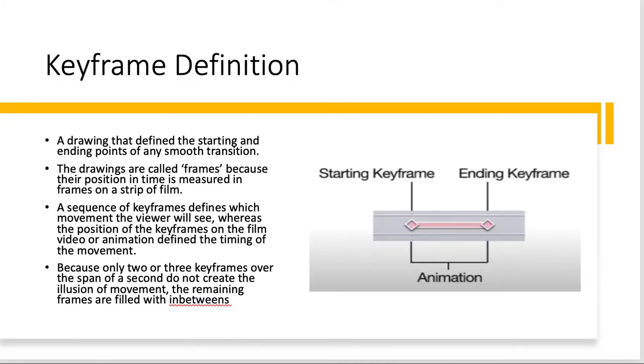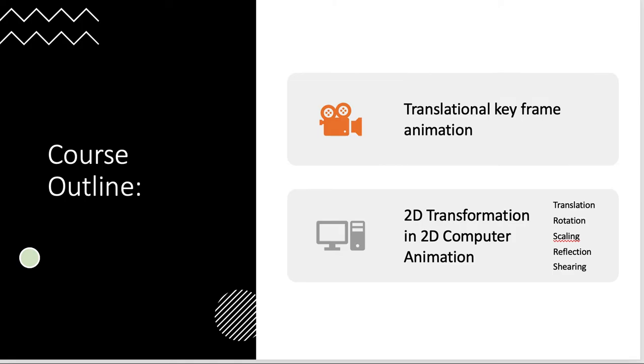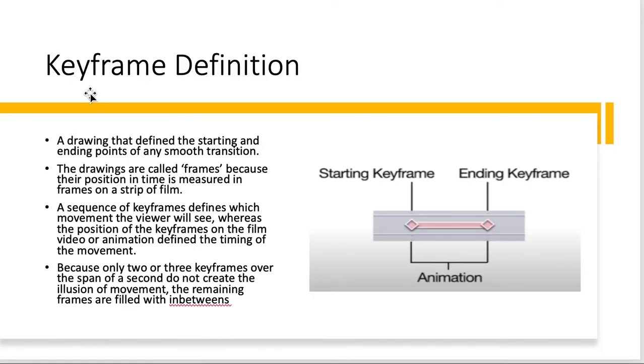Now we start with the first part of this chapter, which is the keyframe definition. A keyframe is a drawing that defines the starting and ending points of any smooth transition. So between these two actions, there is an in-between action.